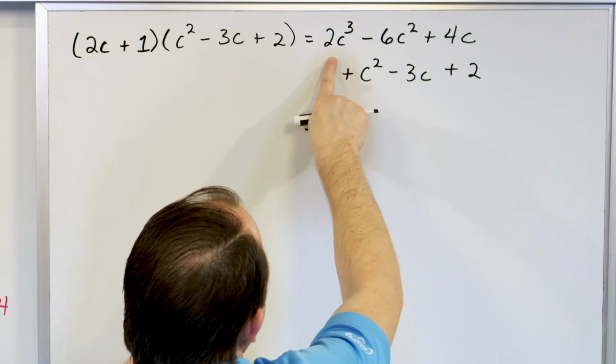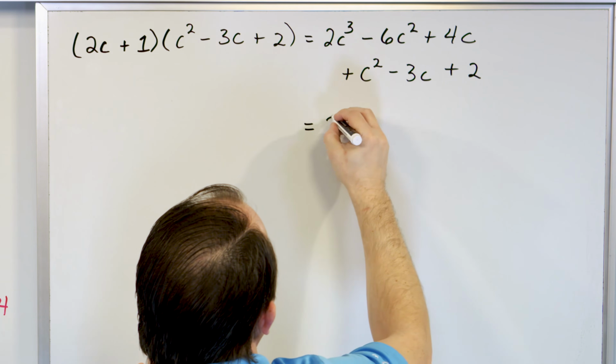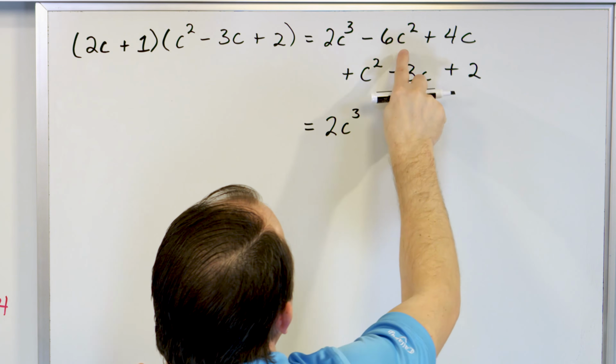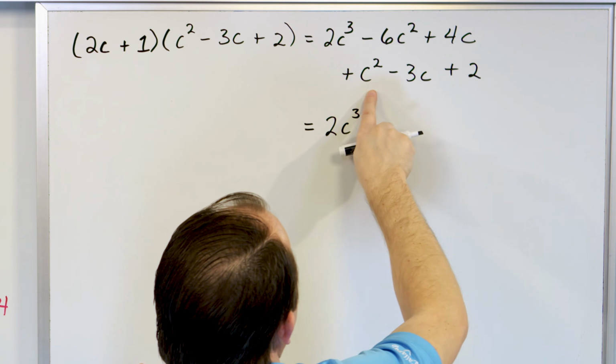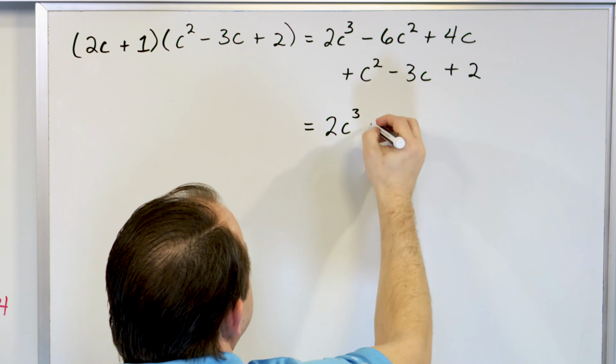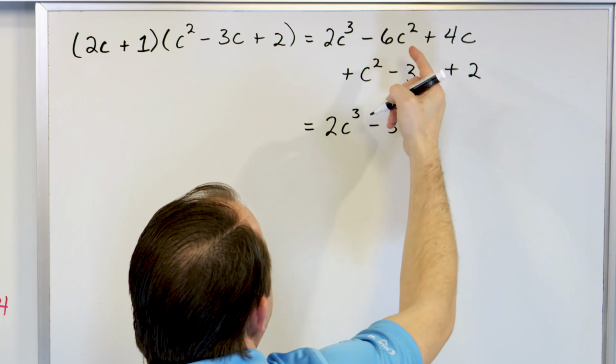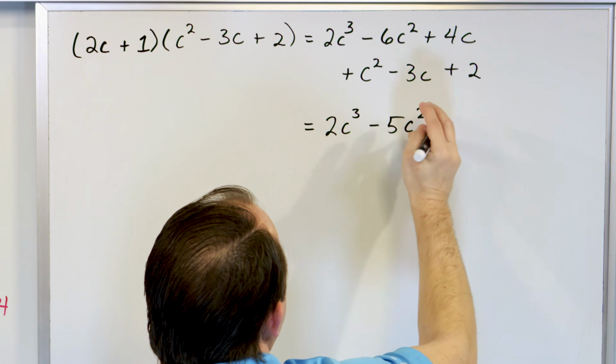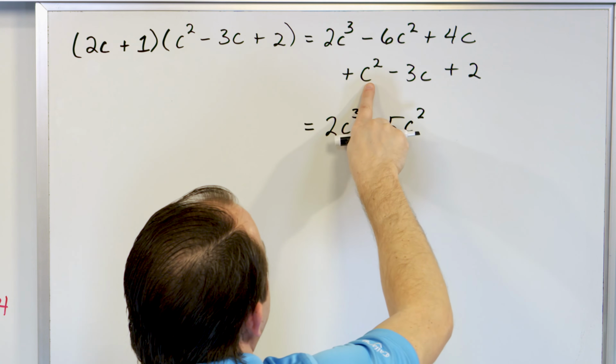So 2c cubed, I don't have any other c cubes, so that stays in the answer. C squared, here's the only other c squared I have, so -6 plus a positive 1. What's -6 plus positive 1? It's -5. 5 what? 5c squared. So this term and this term are already taken care of.